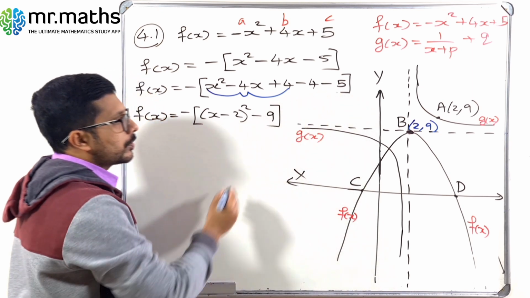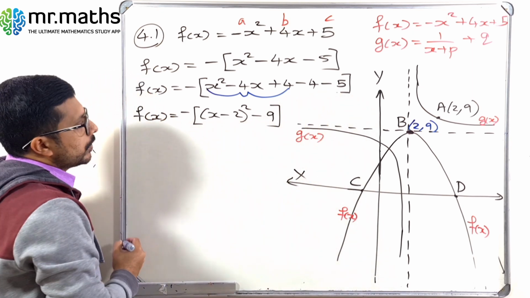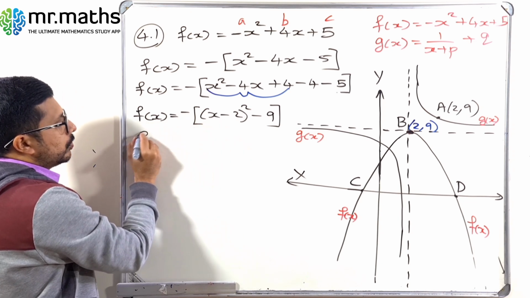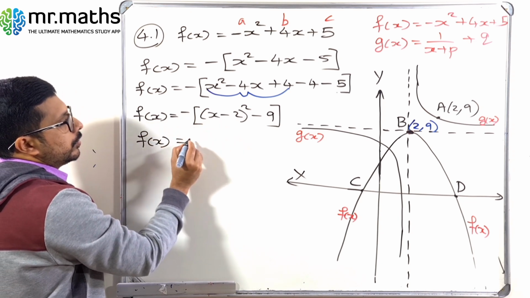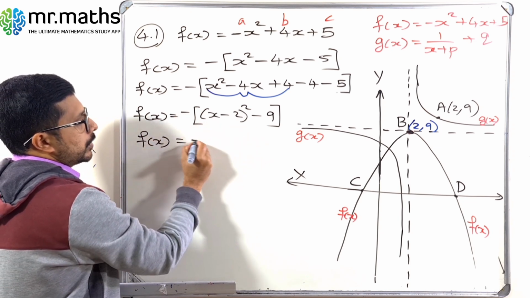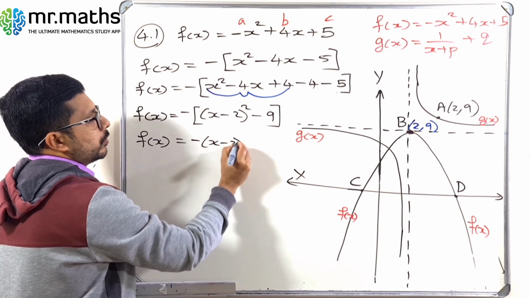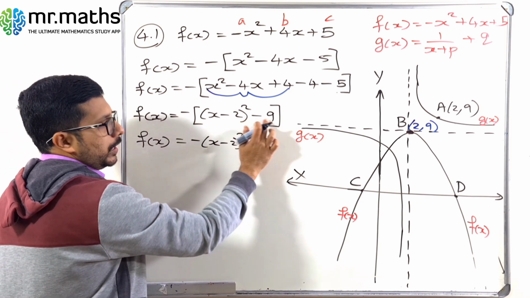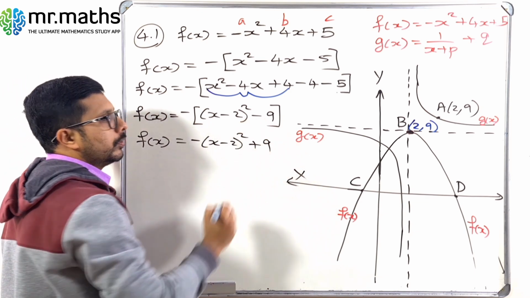Minus 4 minus 5 is minus 9. Okay, so now we can expand the bracket. So f of x is equal to minus into this term, that is minus (x minus 2) the whole square, minus times minus 9, so it is positive 9.